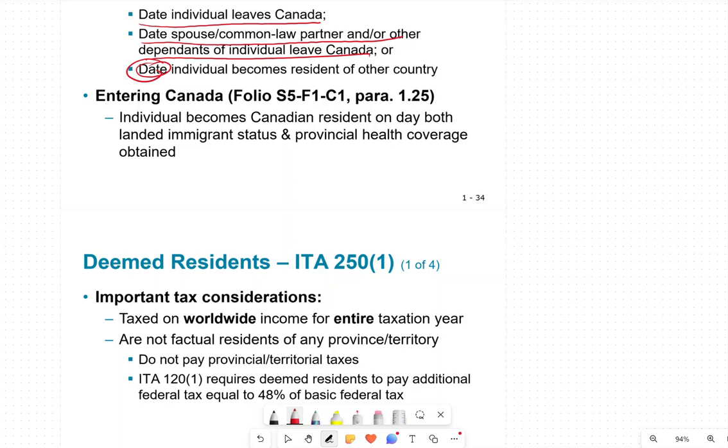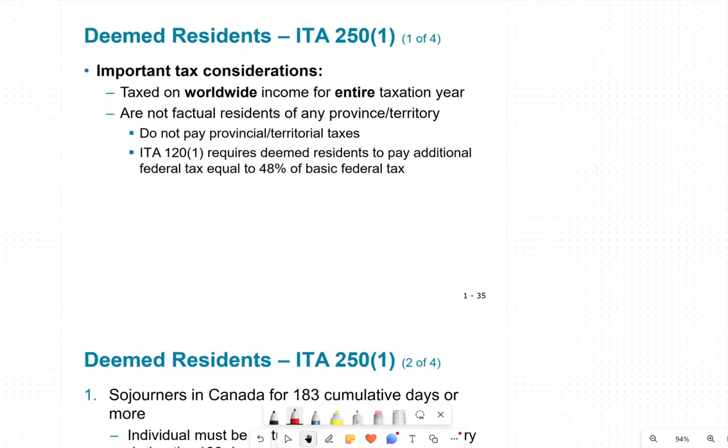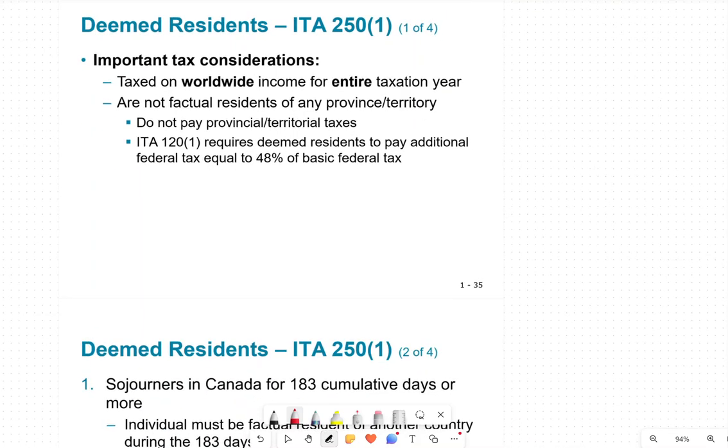An individual could be leaving or entering Canada. An individual becomes a Canadian resident on the day both landed immigrant status and a provincial health card are obtained. So when you get a health card or become a landed immigrant, you have to provide that date on your income tax return when you file. You will be taxed on your worldwide income for the entire taxation year.